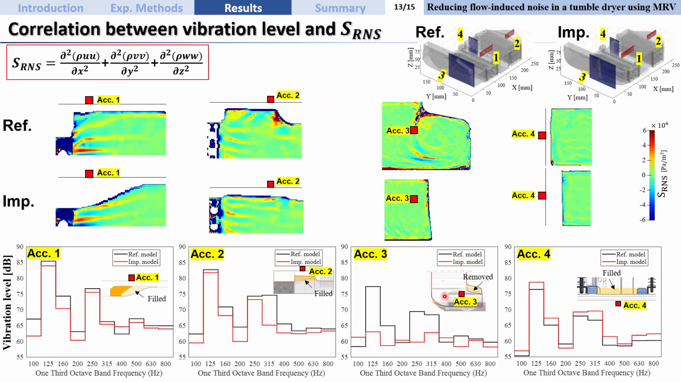And interestingly, near accelerometer 4, the SRNS distribution shows a local increase in the improved model. So this also aligns with the vibration level, which shows a slight increase. But overall, the improved model shows the general trend of reduced vibration levels, confirming the effectiveness of our MRV-based design.